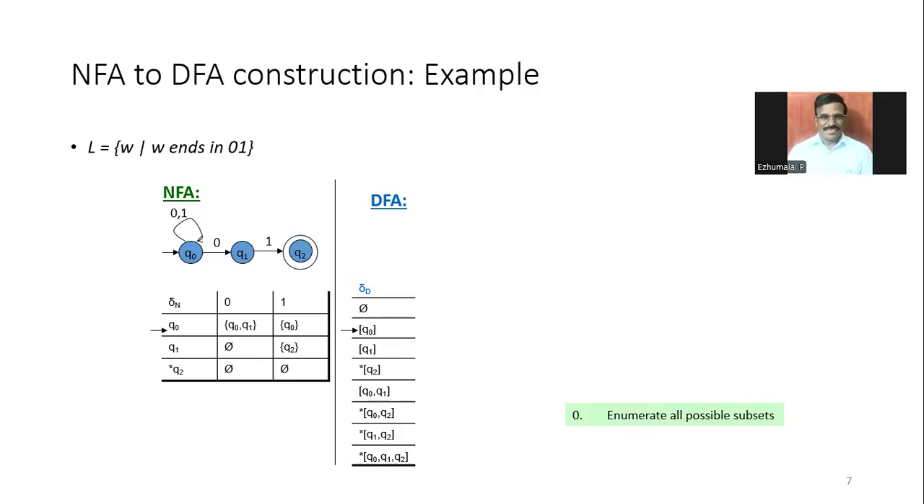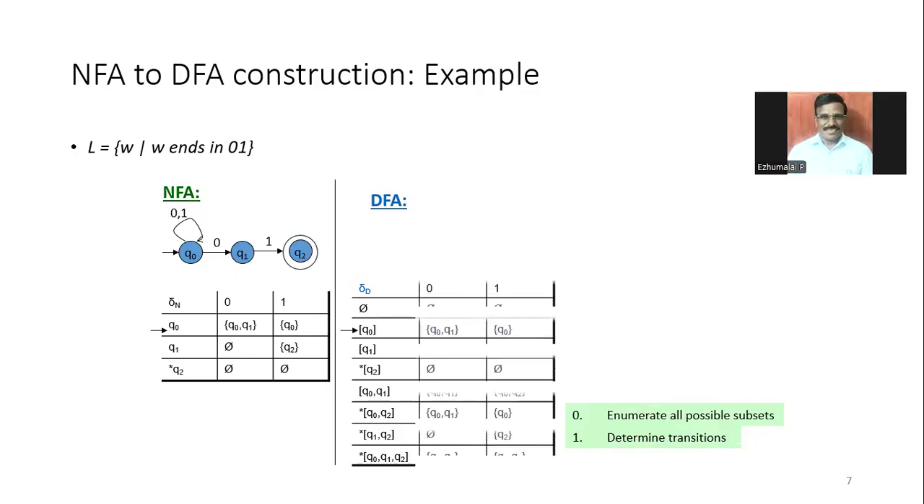Then it starts from Q0. First, what is the input? Determine the transitions. First, Q0 on 0. What are the possible states? One goes to Q0, another goes to Q1 in the diagram. So Q0 Q1 is the combined state for Q0 with input 0. Similarly, Q0 on 1 goes to only Q0. Q1 on 0 has no transitions.